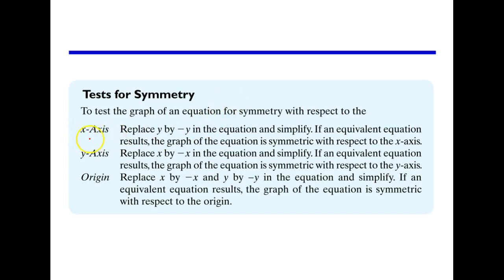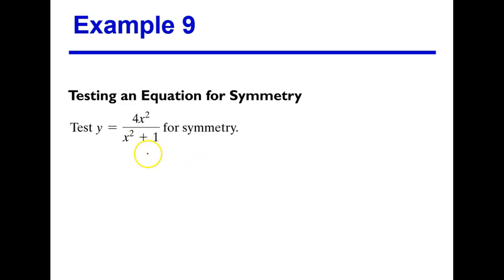To find if it's symmetric around the x-axis, I replace y with a negative y in my equation and simplify. To find if it's symmetric around the y-axis, I replace my x with a negative x. And if I want to look at the origin, I replace both x and y with negative x and negative y. So let's look at what this actually looks like.